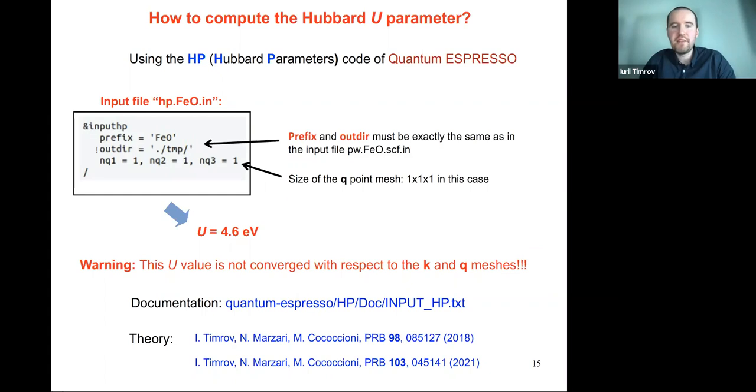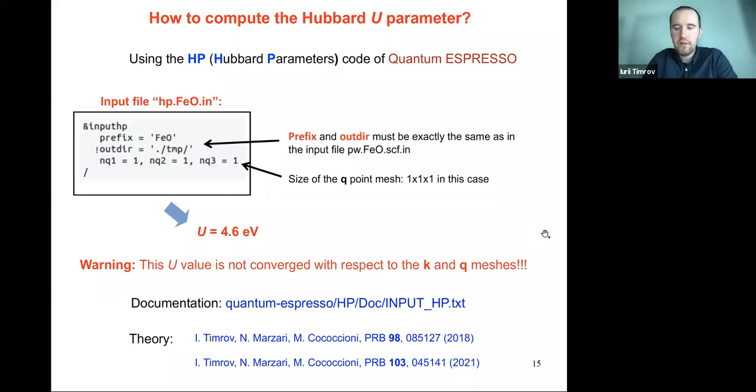You apply it to 6S, you try to reproduce the experimental band gap. Yeah, I mean, I don't know what to say. So that's basically the comment.